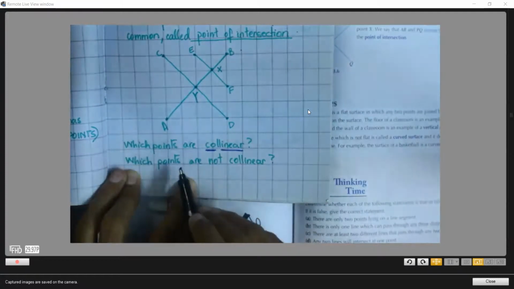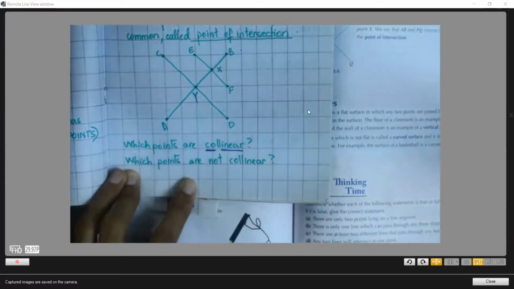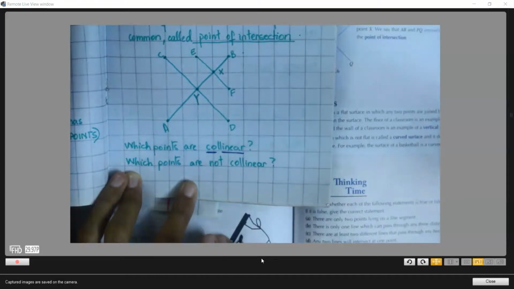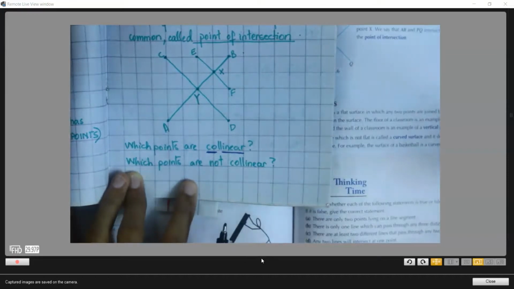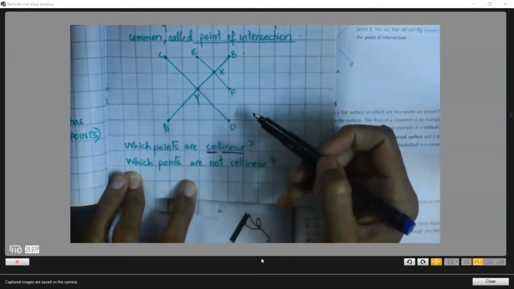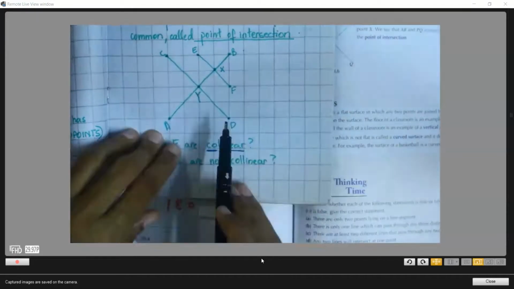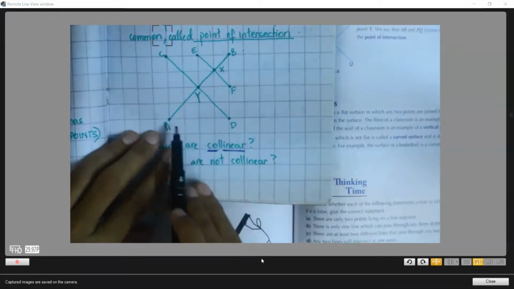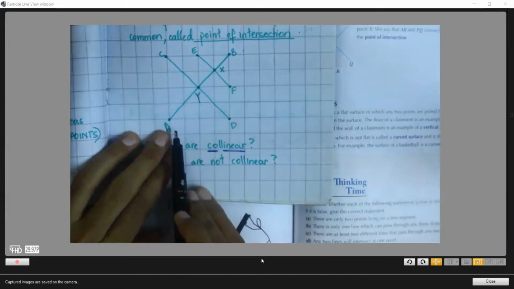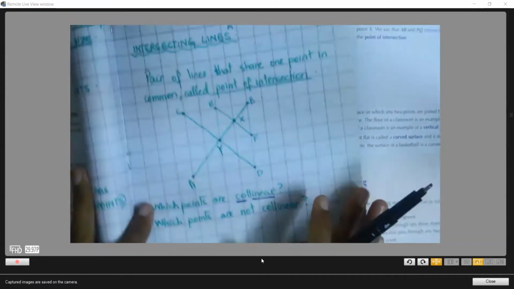Okay. And which points are not collinear? B and F are not on the same line. C and D are on the same line, but A and D are not collinear. B and E are not, F and D are not. So you get the point, right?